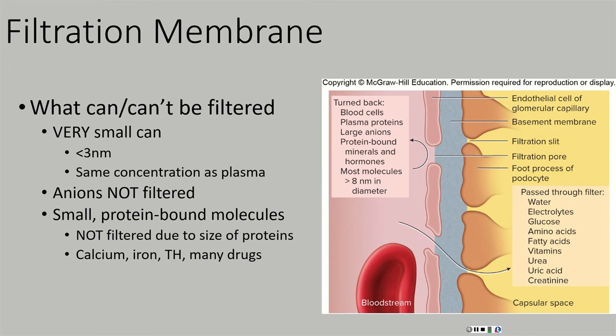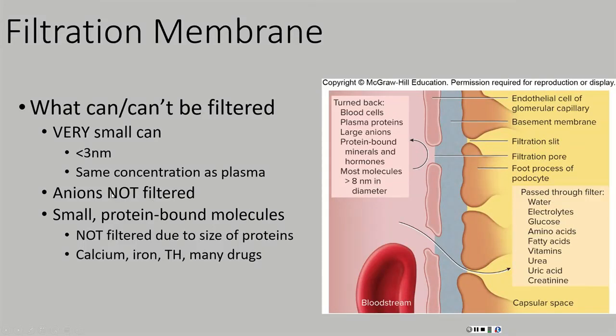So what can or can't be filtered? We've mentioned some of them already. Things that are very small can be freely filtered. If they are less than 3 nanometers, they will pass right through, and they'll be found in the same concentration in the plasma and in the filtrate.